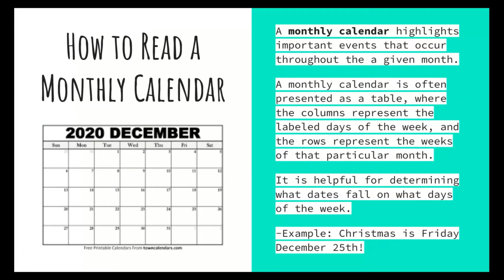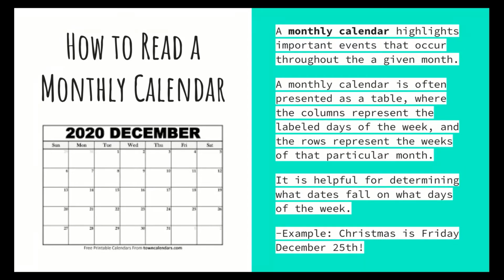So that was a look at a yearly calendar. We're going to look at how to read a monthly calendar first. The example on the bottom left-hand corner is a monthly calendar. It's the monthly calendar for December 2020. A monthly calendar highlights important events that occur throughout a given month. A monthly calendar is often presented as a table. This visual you see right here is a table that has columns and rows.